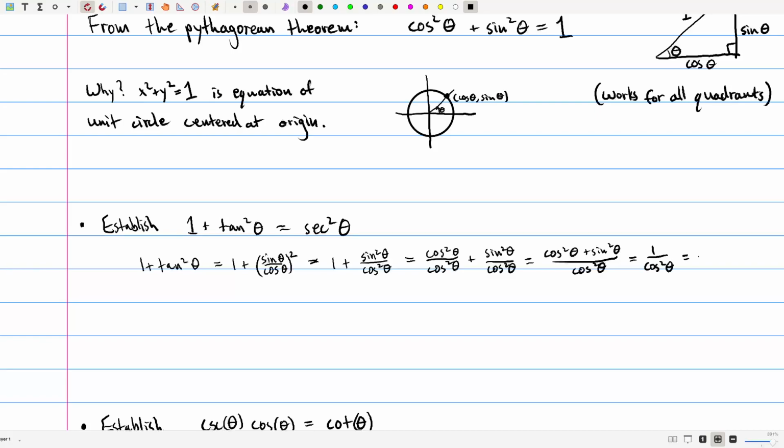And now here's the point where I know that I want to get secant squared. And secant is 1 over cosine. So let's look ahead, do it like that, and that is secant squared theta. Okay, so the left-hand side, LHS, equals the right-hand side. So we have established it.